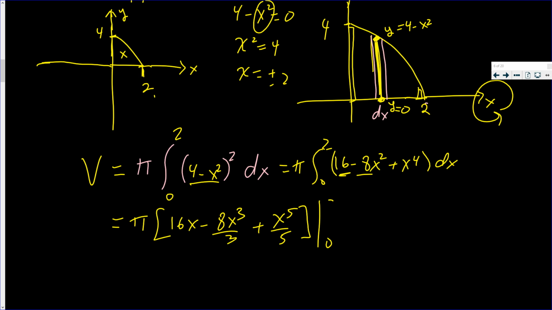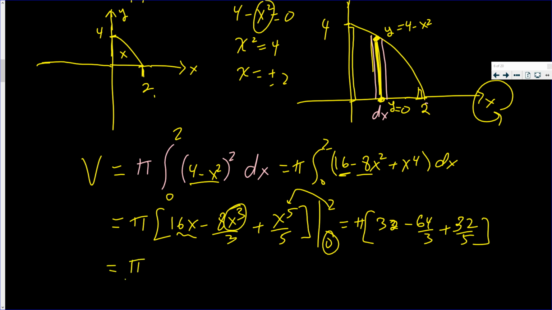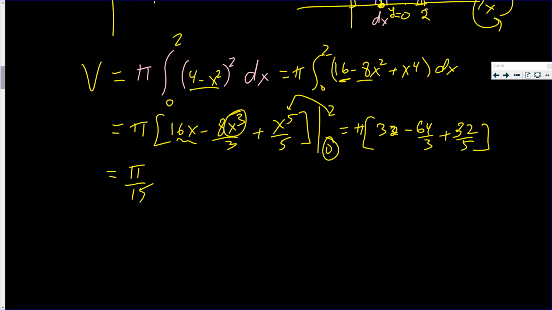So there's the pi. You plug in 2, you get 32 minus, you plug in 2, you get 8 times the 8 in front of it is 64 over 3 plus, you plug 2 in, you get 32 over 5. And when you plug 0 in, you're going to get 0 again. The common denominator is 15. So let me factor it out. So the first term, I need to multiply by 15 over 15.